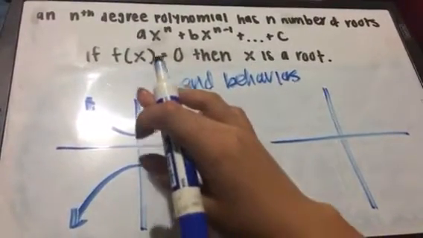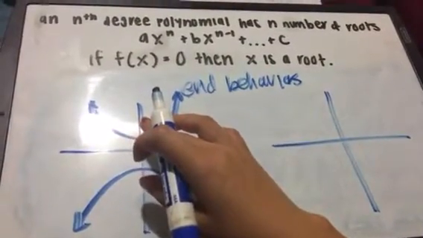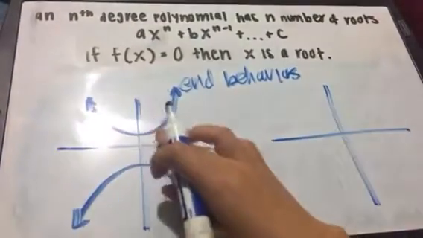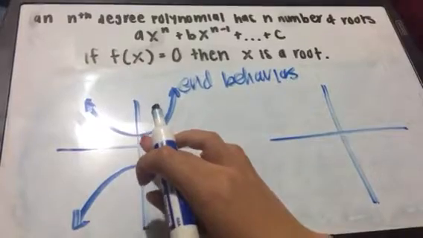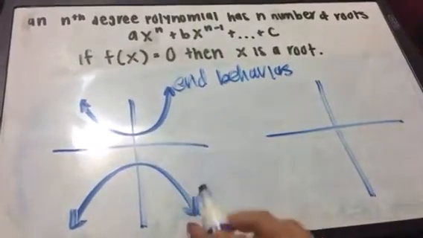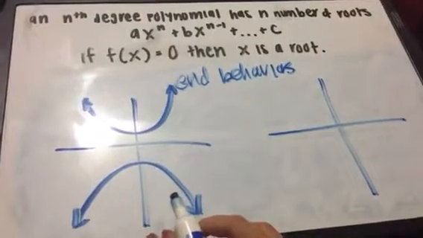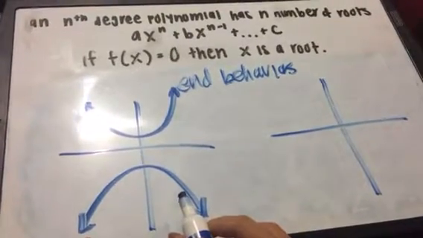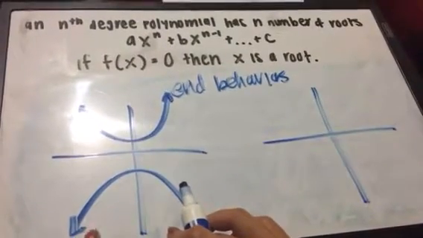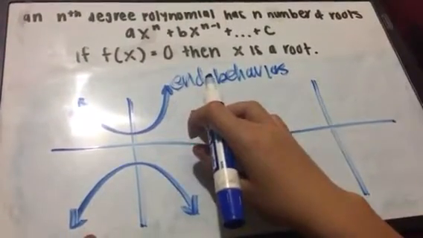Going from the origin to the left, if the graph goes up, the graph will also go up if you go from the origin and move to the right. Same for this negative even degree polynomial. Both sides will face down. One will not face down where the other faces up.